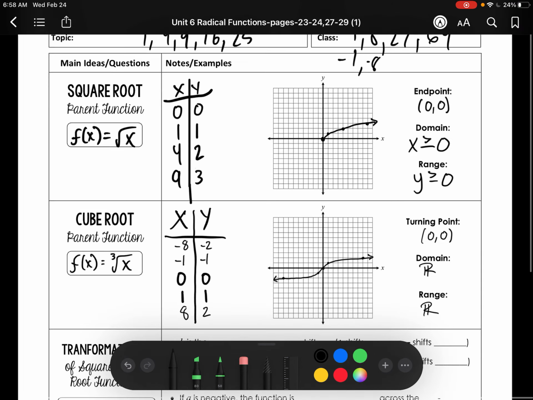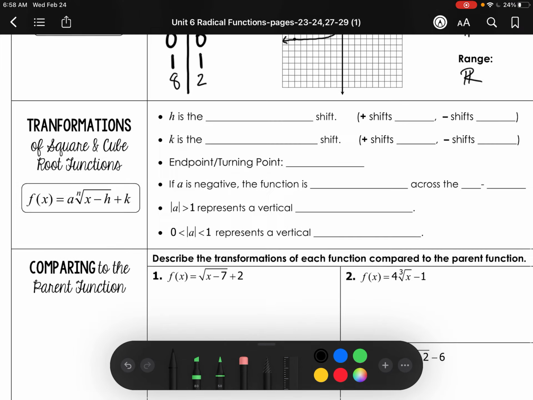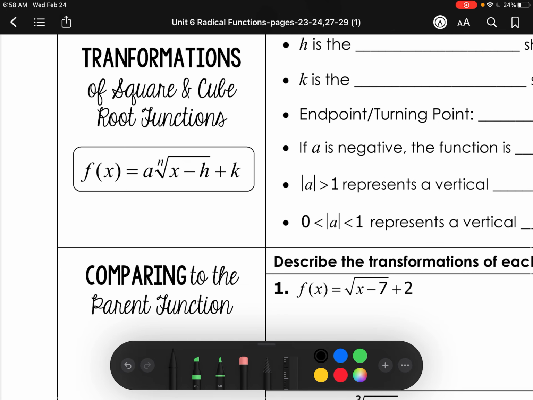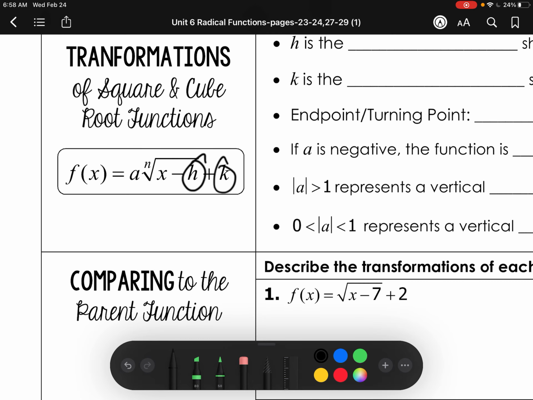So hope that made sense for these two parent functions. Next, we're going to talk about the transformations of square root and cube root functions. So if you look here, we have f of x is equal to a times the nth root of x minus h plus k. So you guys should recognize h and k. H and k refers to our translations, either horizontal or vertical, right? And a refers to a dilation in our graph, right?